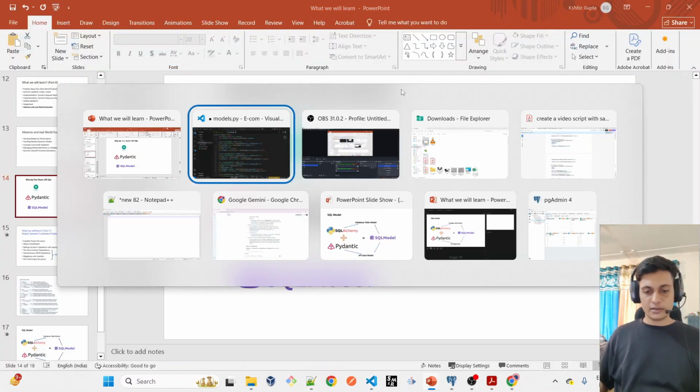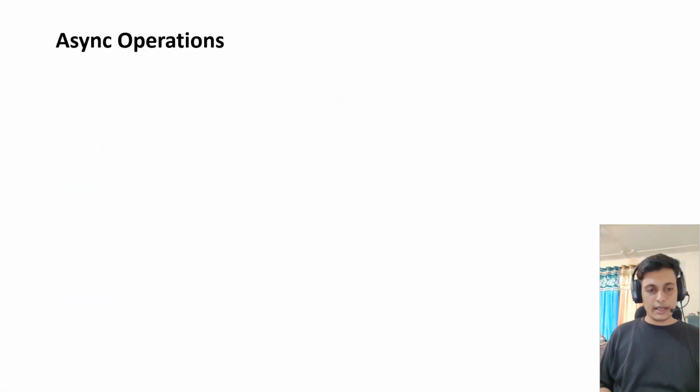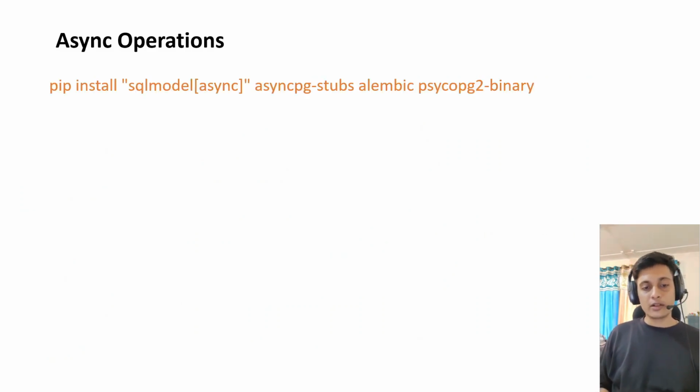What was the second part? Oh, sorry, not this one. Async operation. To do the async operation, we are going to install a few libraries. And what are those? This SQL model with async, this async PG stubs, Alembic, psycopg2 binary. But is the installation the only thing which we have to do? No, we need to understand these libraries as well. Because whatever you are going to put in your application, in your environment, you should know why you are using it. So first of all, why this SQL model and this async?